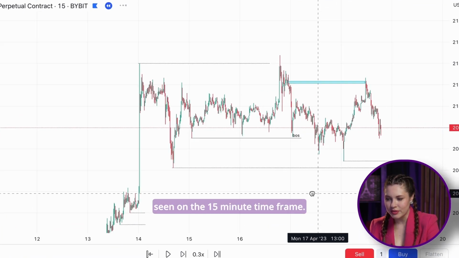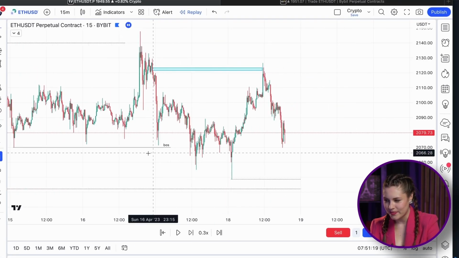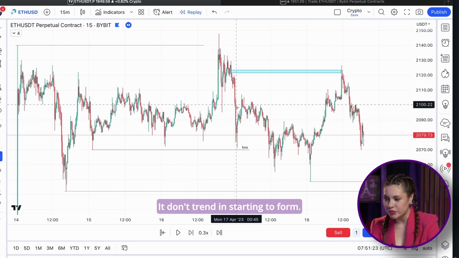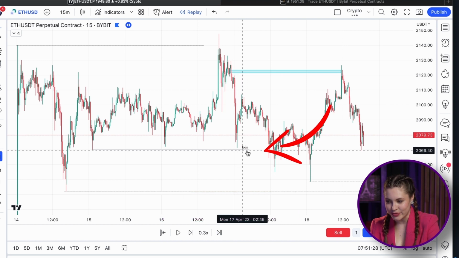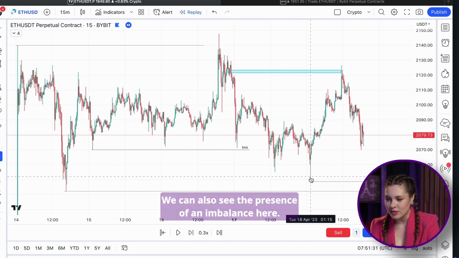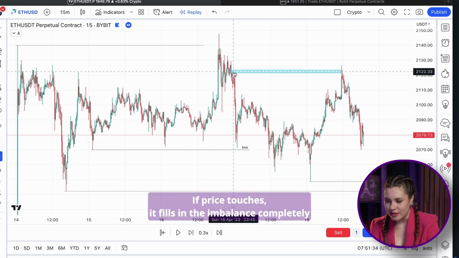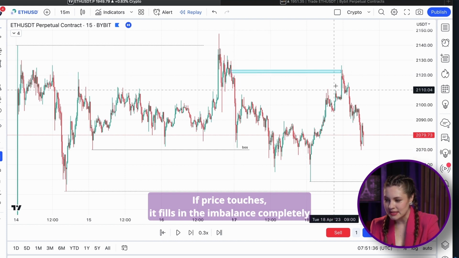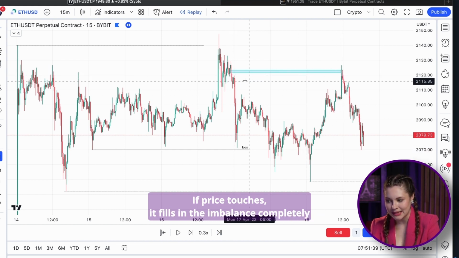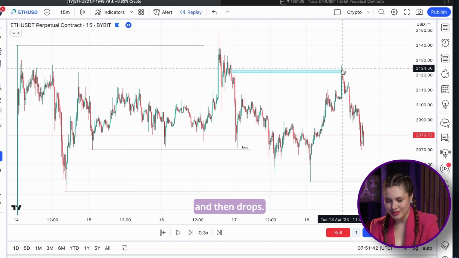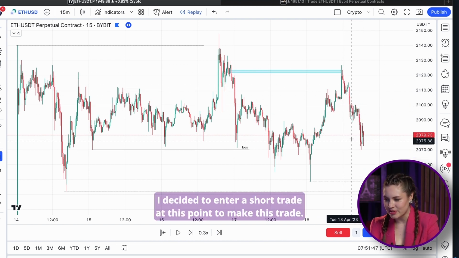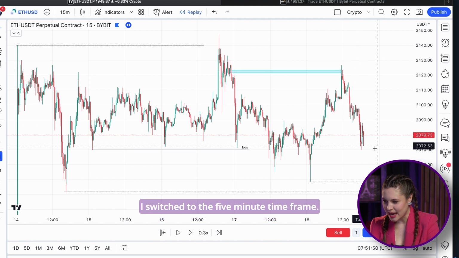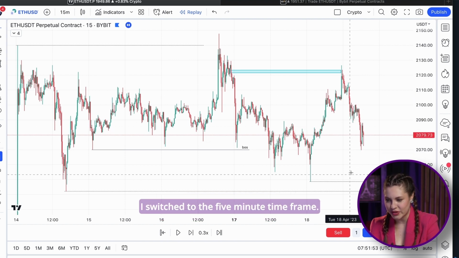This is better seen on the 15-minute time frame. A downtrend is starting to form. This is where the structure is breaking down. We can also see the presence of an imbalance here. The price touches it, fills in the imbalance completely, and then drops. I decided to enter a short trade at this point. To make this trade, I switched to the 5-minute time frame.